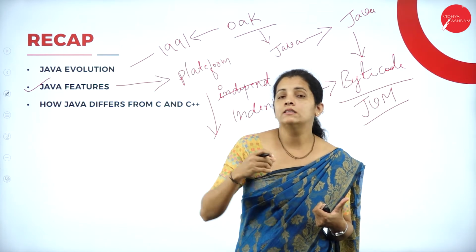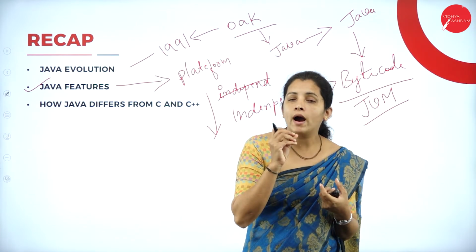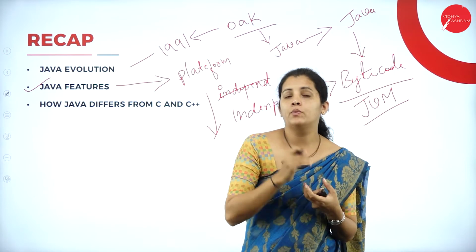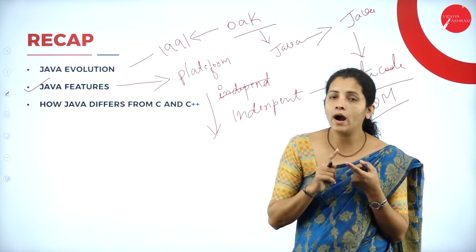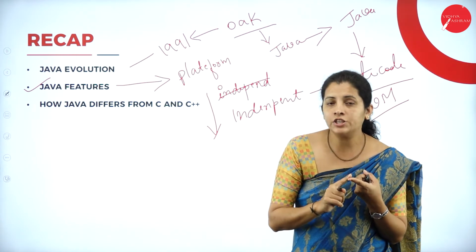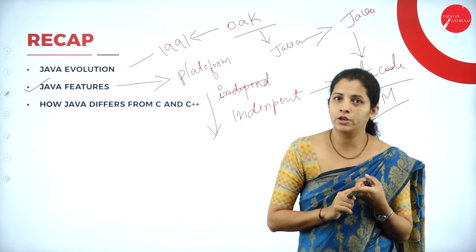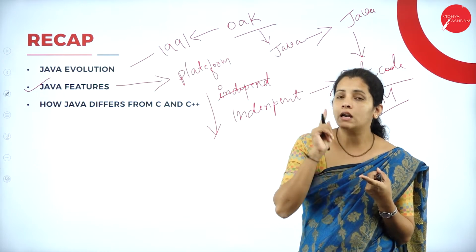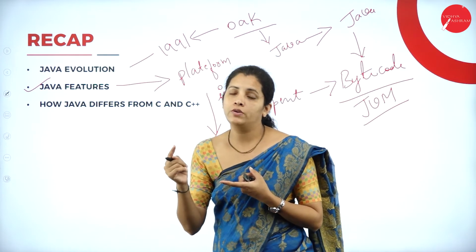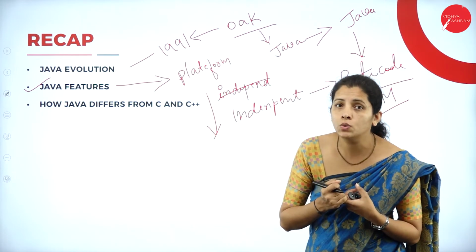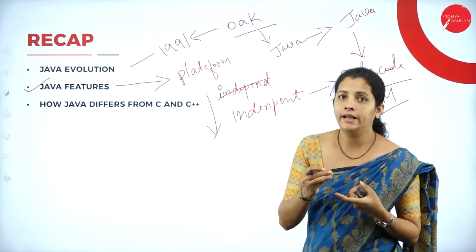Then what is dynamic? Here Java is a dynamic programming language. That means it provides more security when compared to other programming languages. It provides runtime security as well as compile time security, so that the user cannot tamper the data.